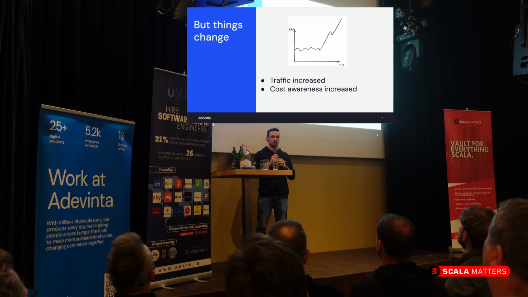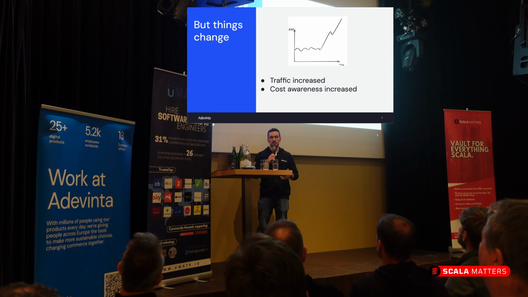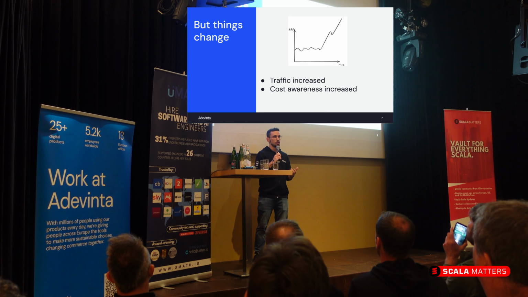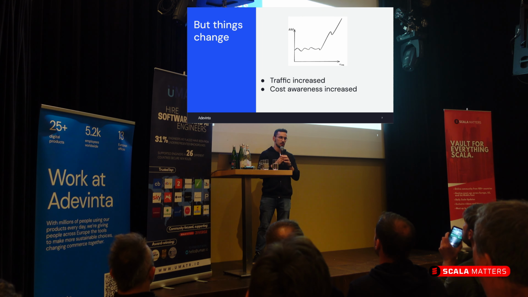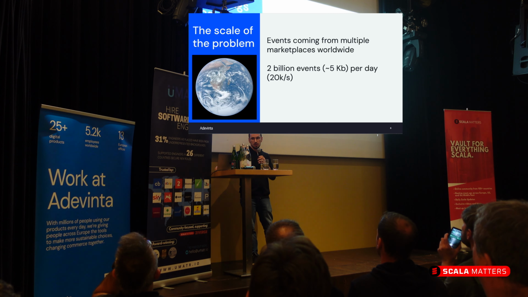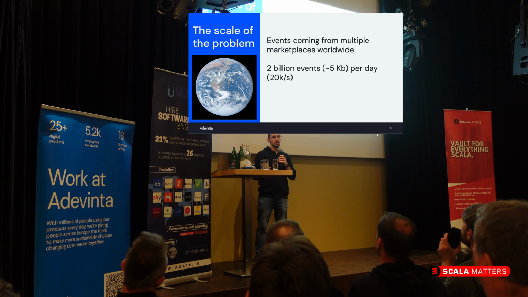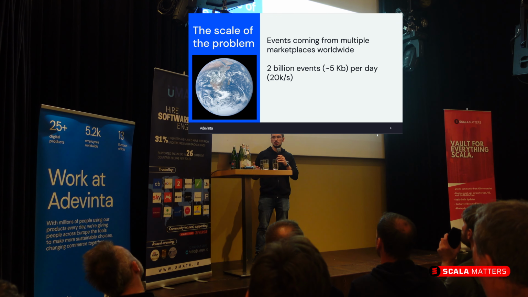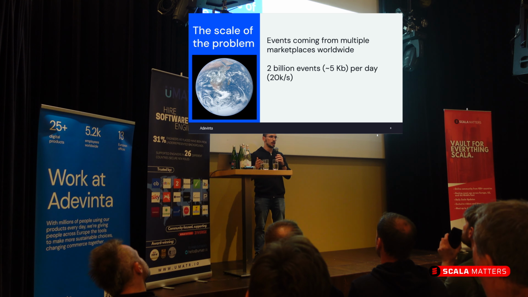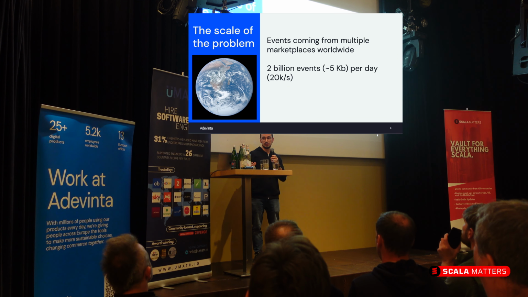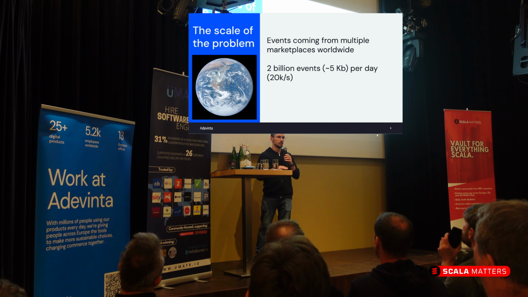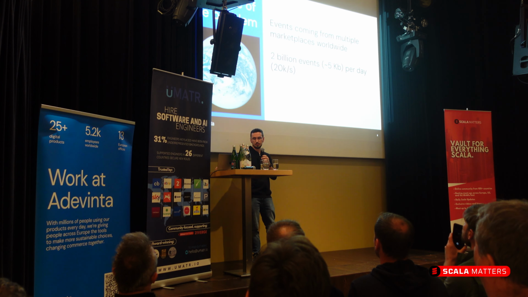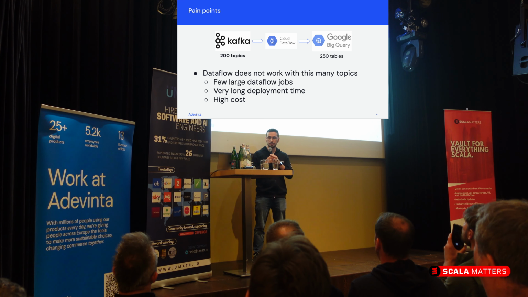Well, after some time, the traffic of our pipeline started to grow a lot, and with that also our awareness of the cost that this solution was giving us. To give you an idea of the scale, our pipeline is processing roughly 2 billion events per day, 20,000 per second. They are not big events, but neither small. Every event is more or less 5 kilobytes, coming from all the marketplaces of Adevinta worldwide, or most of them.